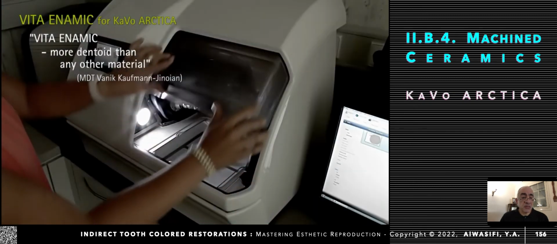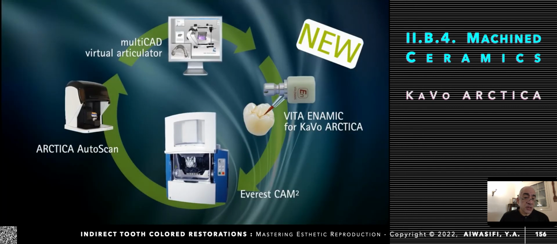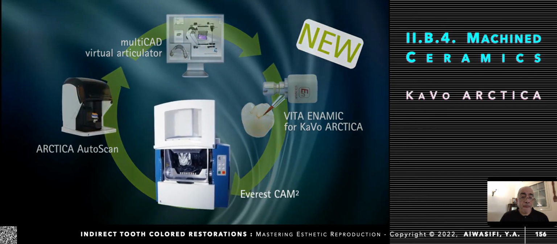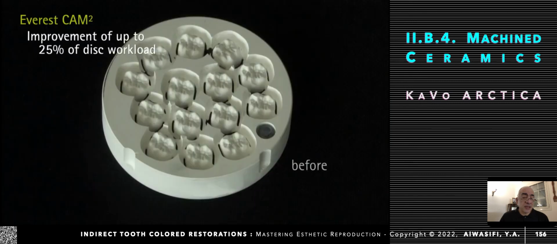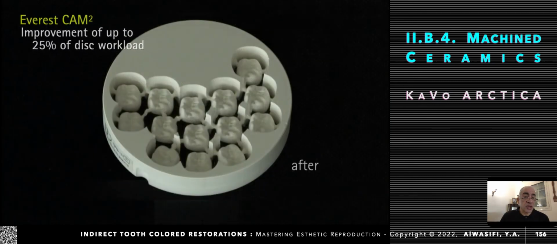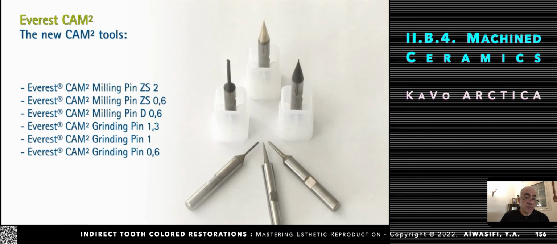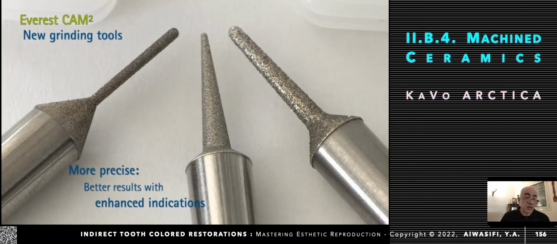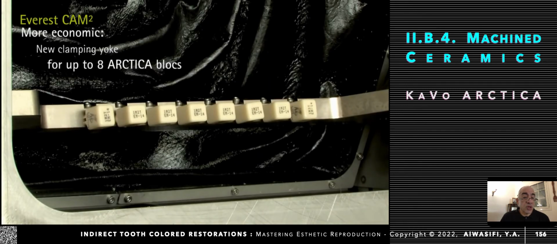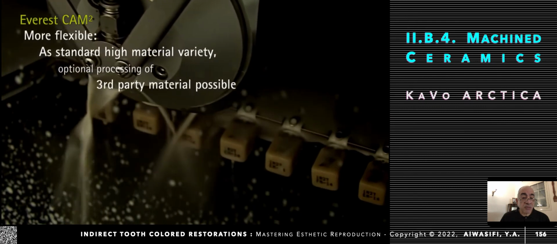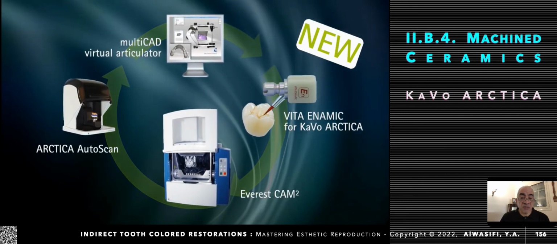These are the elements, and this is the final restoration cut from a smaller block. And this is another block of zirconia that you could cut many pieces from at the same time. You have different grinding pins, 14 grinding pins with high precision. You could load up to 8 blocks to be cut at the same time, for designing and reconstructing different restorations.